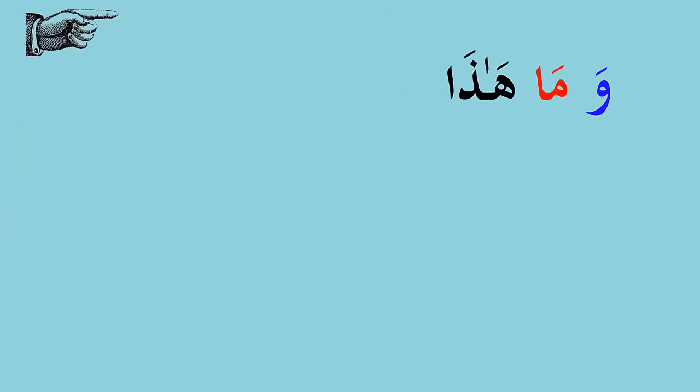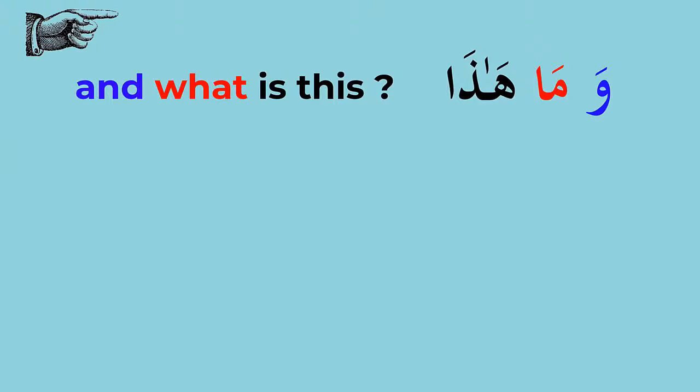The question is, وَمَا هَذَا? Do you see that, brothers and sisters? وَمَا هَذَا? What is the meaning of wa? And. Wa means and.